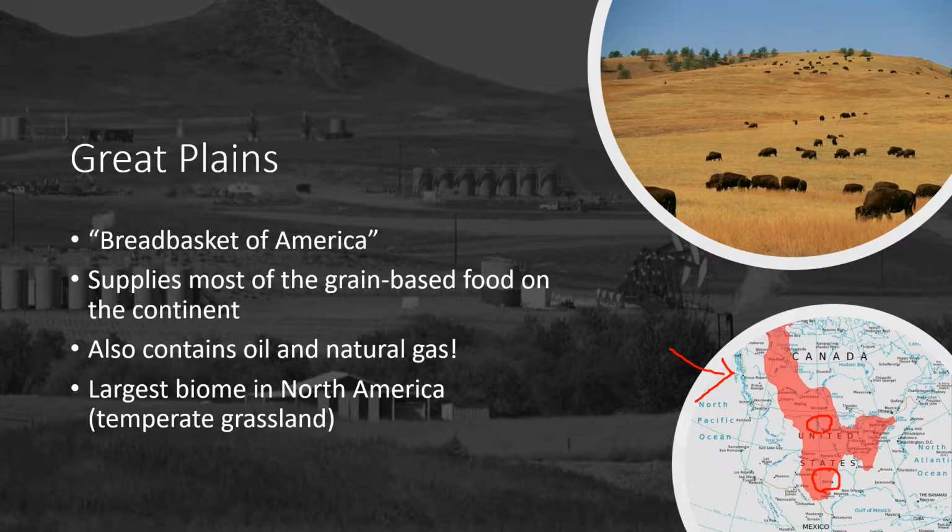The Great Plains and this temperate grassland that makes up the center of the country is considered the largest biome in North America. It extends all the way into northern Canada and even stretches down into the very northern parts of Mexico. It's an enormous region of North America.